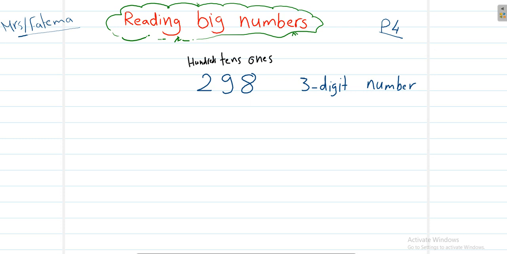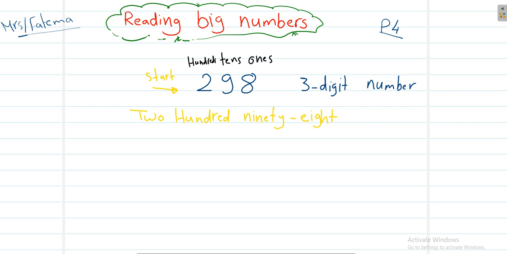To read the number, I have to start from the left. So I have always to start from here. This is the start digit for me. So I'm going to say that I have 200, 98. 298 again. 298. 200. 9 in the tens is 90, and 8 in the ones is 8 as it is.